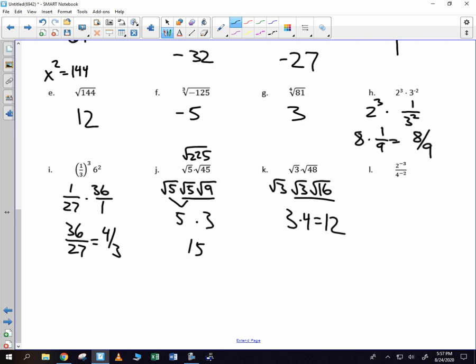One more result, 2 to the -3 divided by 4 to the -2. What would you do first to simplify that? In fact, we're going to move that to the top and that to the bottom. Because you have the negative, it's 4 squared over 2 to the third, and you get 16 over 8, which is 2.